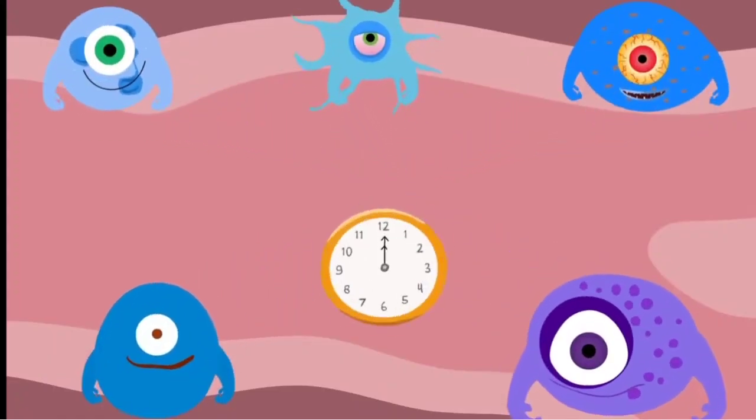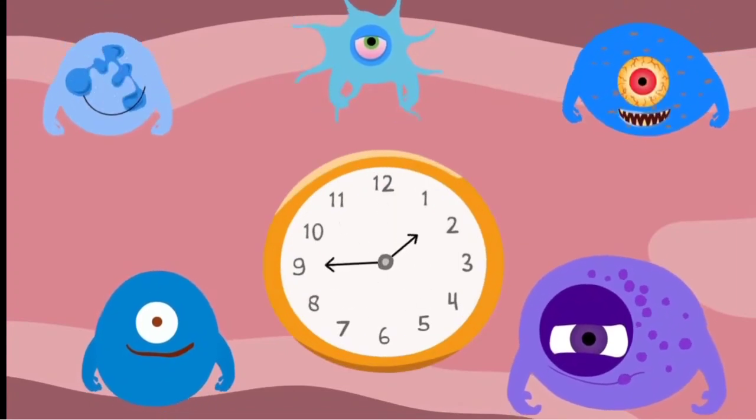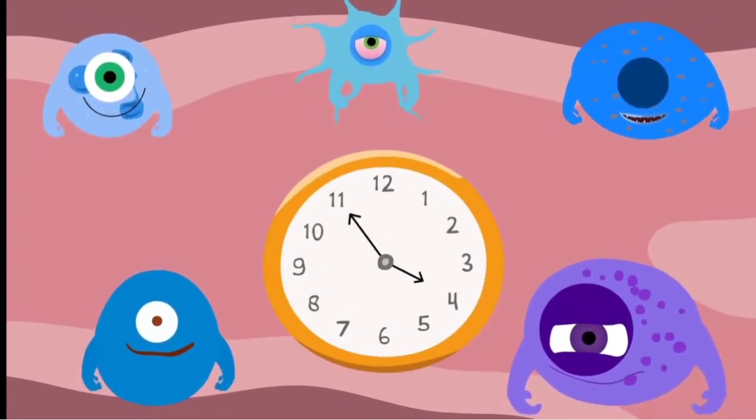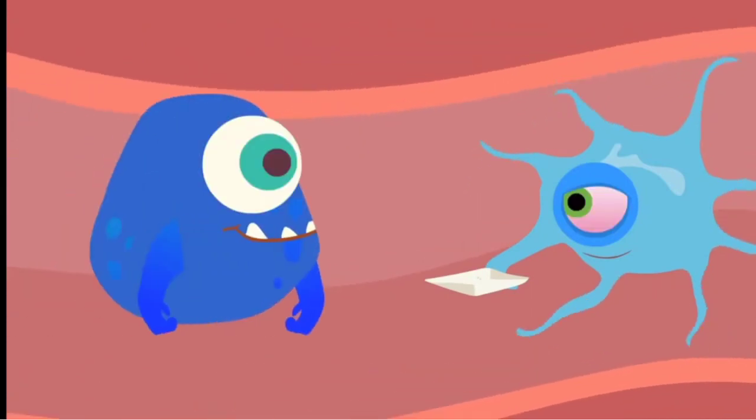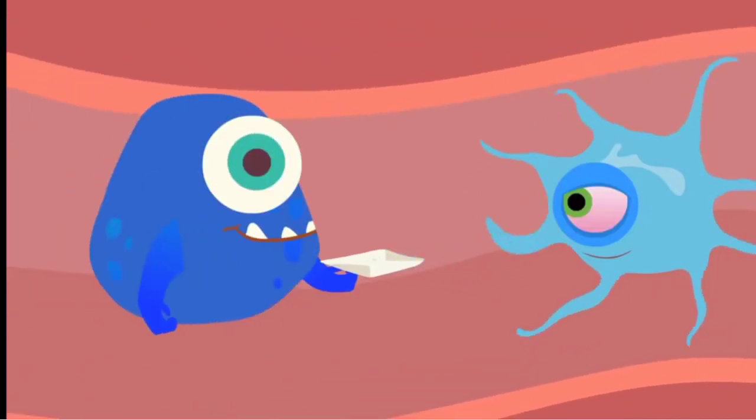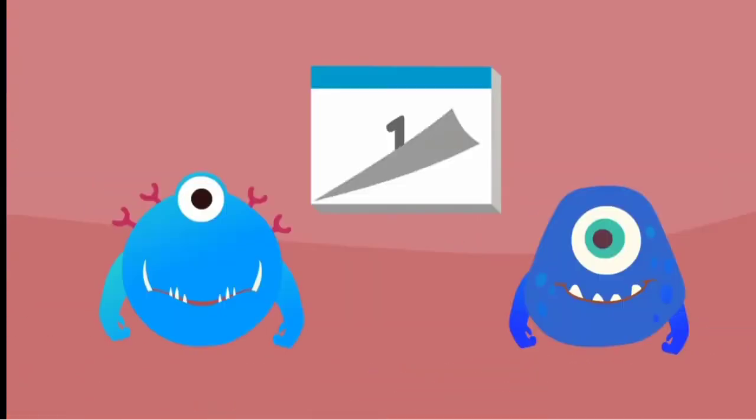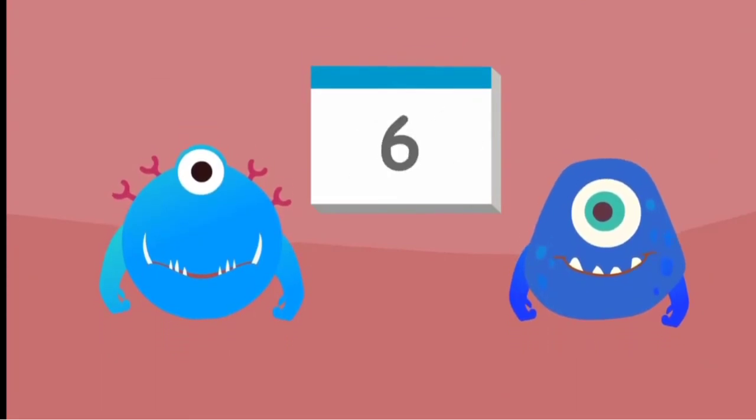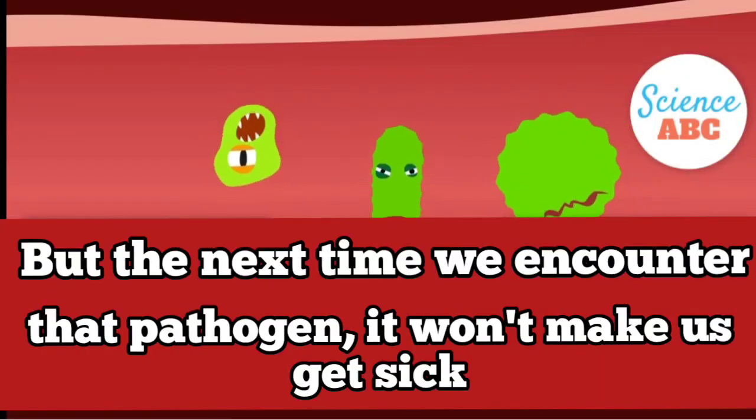Our innate response is quicker, though non-specific. It gets into action within hours and is pretty strong. However, when things get out of hand, the innate system calls for help from the acquired immune system. This system can take days to mount a response, but the next time we encounter that pathogen, it won't make us get sick.